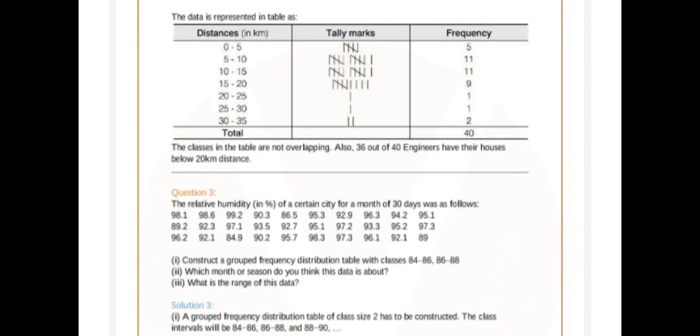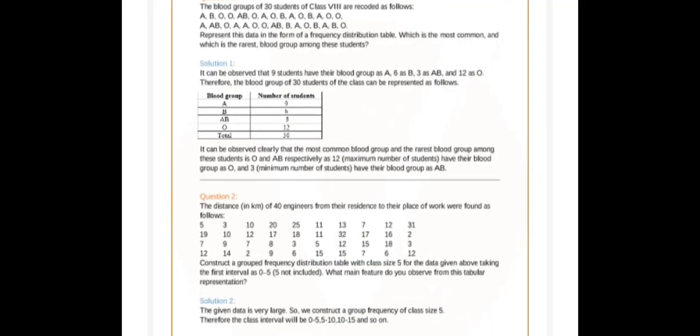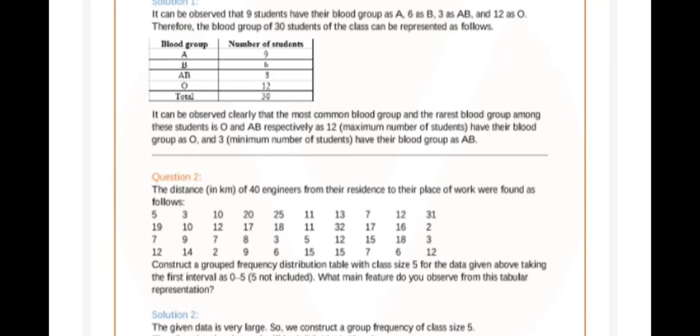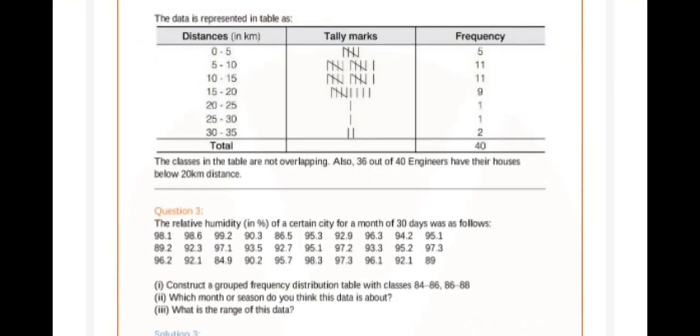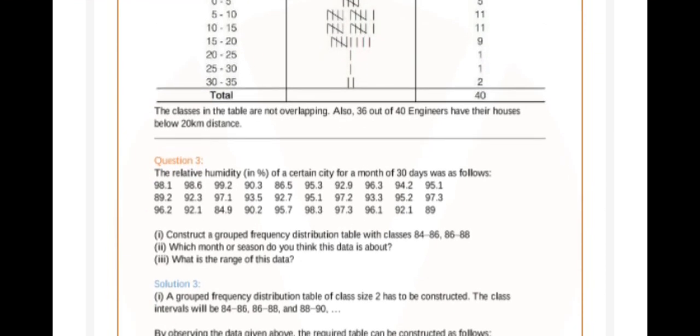Next, they have given 40 engineers who are working in a city. They come from 5 km to 35 km away. So here you have to write the distance: 0 to 5, 5 to 10, till 30 to 35, and then write the totals. Here in the total you have to write tally marks: 1, 2, 3, 4, and if you slash it, that is 5. So totally 40.